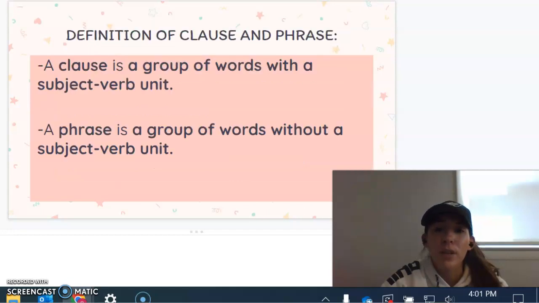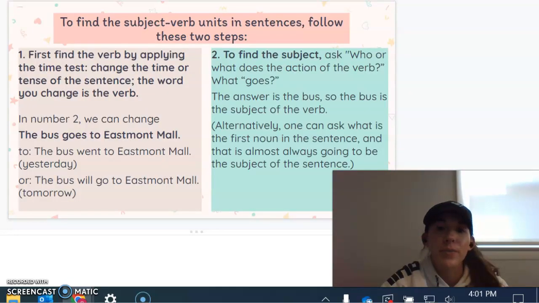So our definition for a clause and a phrase: a clause is a group of words with a subject-verb unit, and a phrase is a group of words without a subject-verb unit. So we need to know subjects and verbs within sentences in order to identify the difference between a clause and a phrase. So to find our subject-verb units, there are two easy steps.